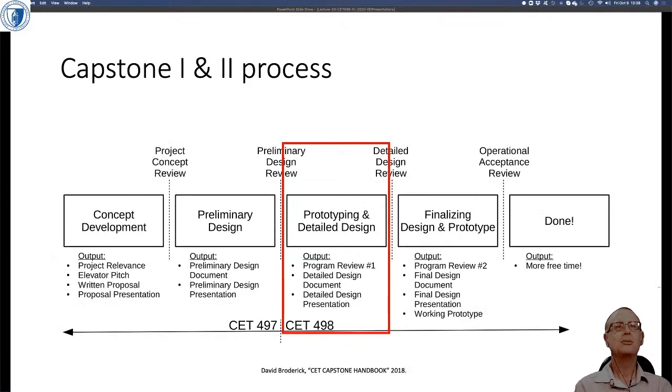Just to remind everybody where we are, we've been doing the prototyping and detailed design part of the process, and we're right on the right hand edge of that red box. We're doing the detailed design review. Once we finish that, we'll be heading into the final design and making sure we have a working prototype. Well, as working as we can.